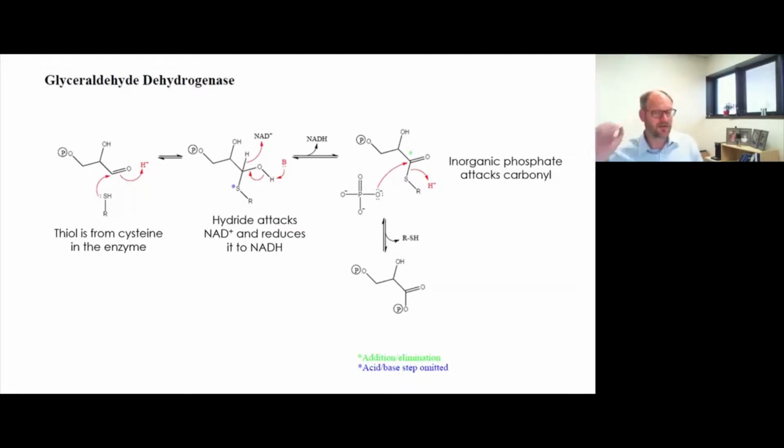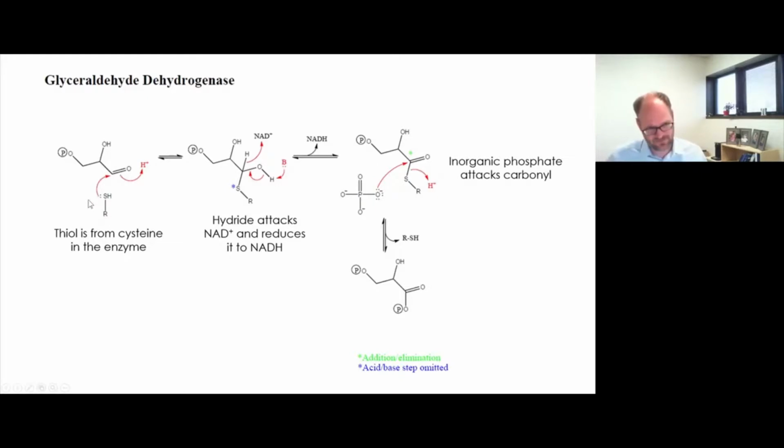Now, this is probably one of the most important reactions in glycolysis. This is the one that allows us to have an energy payoff for these reactions. This is glyceraldehyde 3-phosphate dehydrogenase, or GAPDH. This is the one that engages in substrate level phosphorylation. And let's talk a little bit about how that works.